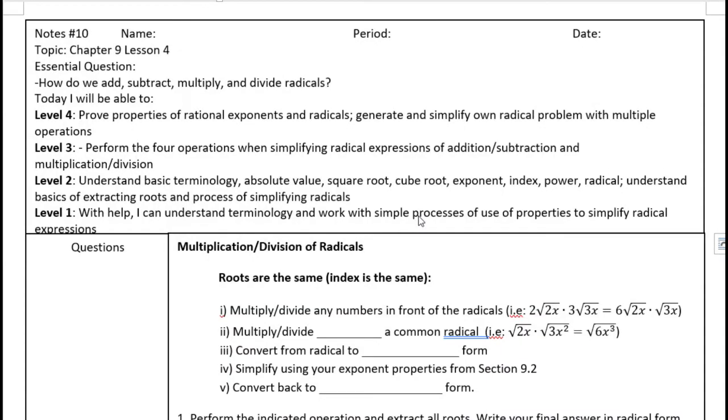Simplifying radicals by adding, subtracting, multiplying, dividing. So basically all 4 operations. And this will build up on the lesson that we did prior to this. So in order to do this lesson, you need to know how to do the lesson 3 stuff. So you need to know how to extract radicals or roots from radicals. But then on top of that, you also have to use the operations and simplify them.